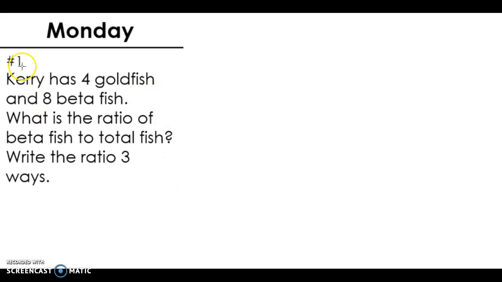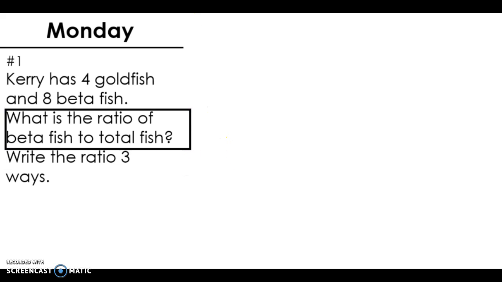The first question says, the number 1 carry has 4 goldfish and 8 betta fish. What is the ratio of betta fish to total fish? Write the ratio 3 different ways. This should be easy money for you guys at this point. What you're going to focus on is this question here. What is the ratio of betta fish to total fish?